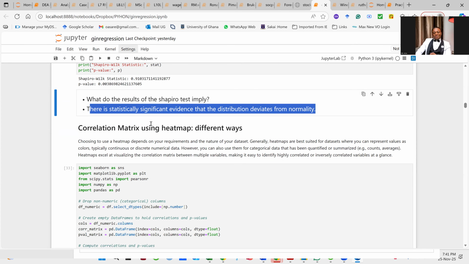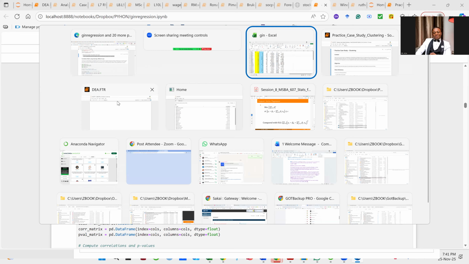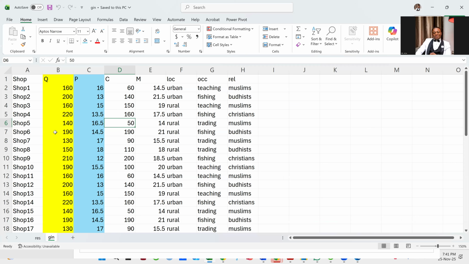Okay, we are left with the last thing for today, and that is the correlation matrix. We just looked at the theory, and we are going to create a correlation matrix. What is that? Let me just go back to Excel. You can do a correlation matrix beautifully.